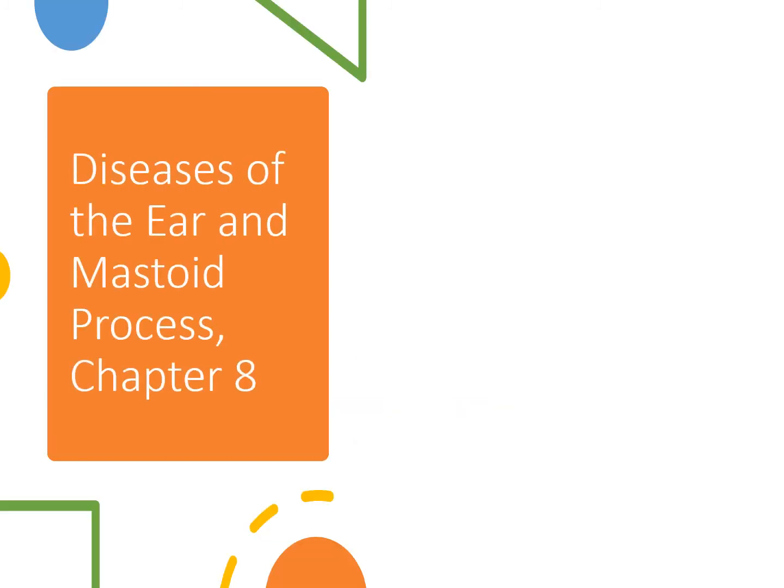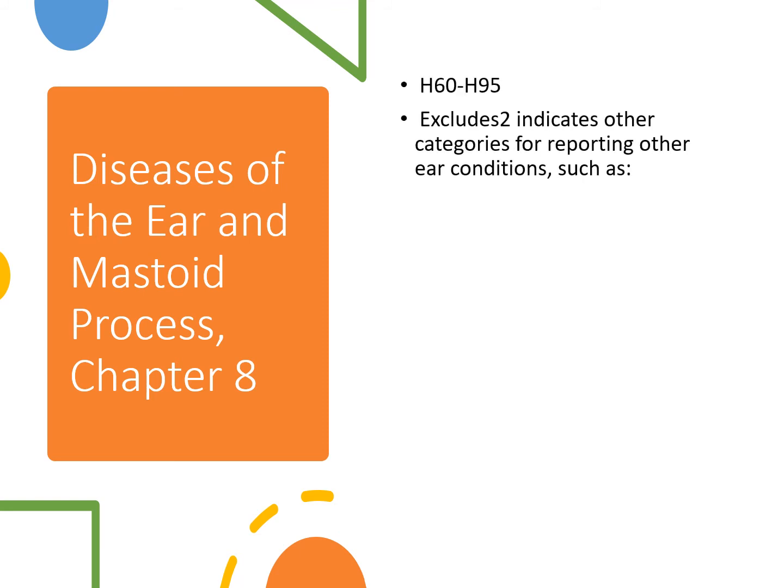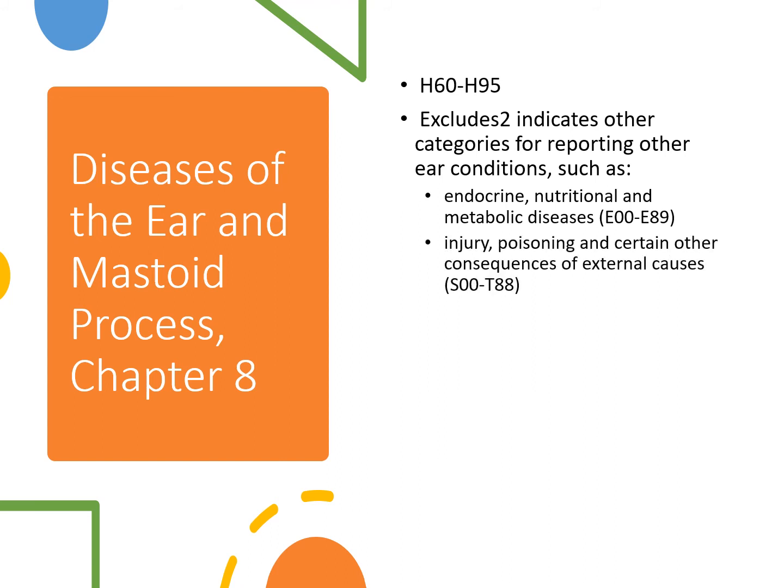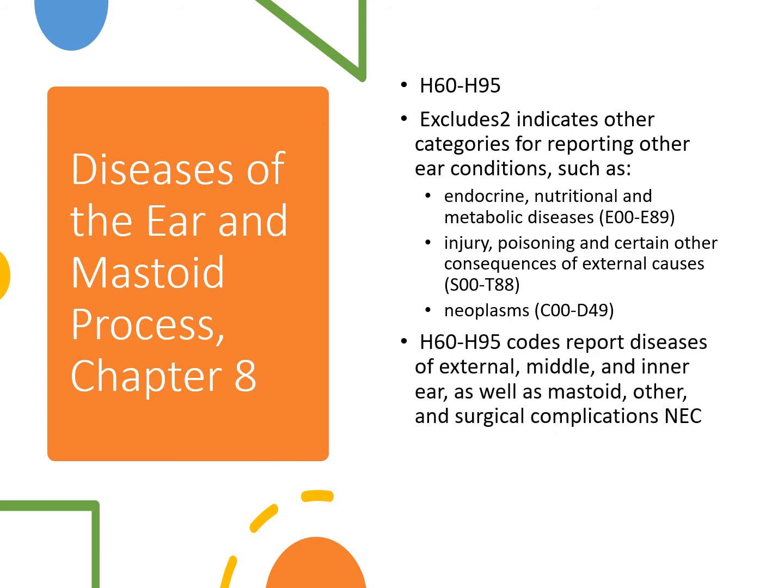Diseases of the ear and mastoid process, chapter 8. Some notes there to keep an eye on. For example, it excludes endocrine and nutritional metabolic diseases, injury or poisoning. So those types of conditions would be coded, as well as the disease from the ear and mastoid process. Neoplasms as well.